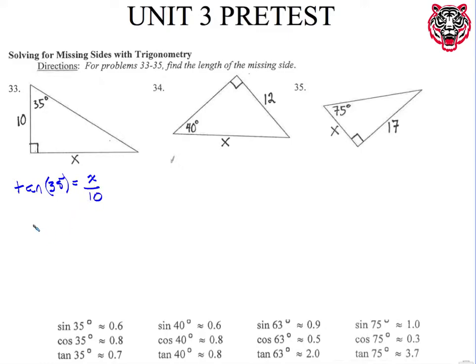Multiply both sides by 10, and x is equal to 10 times, and I'm not going to write tangent of 35. I'm going to take that out. Tangent of 35 was 0.7, so 0.7. And when I multiply by 10, the rule is I just move the decimal place 1 to the right. So x is equal to 7.